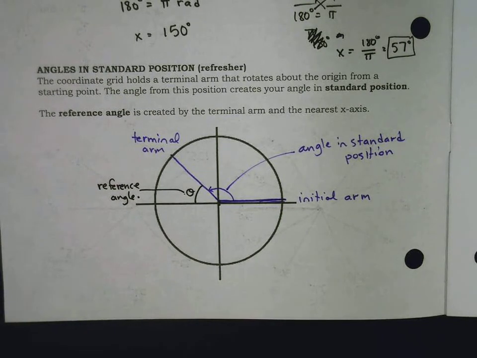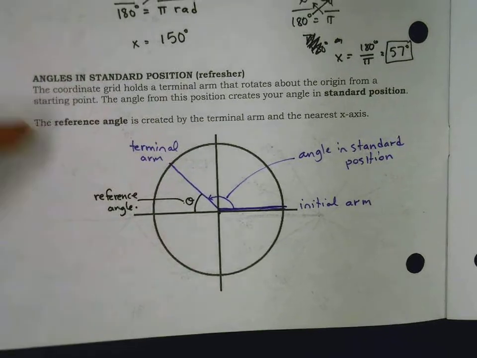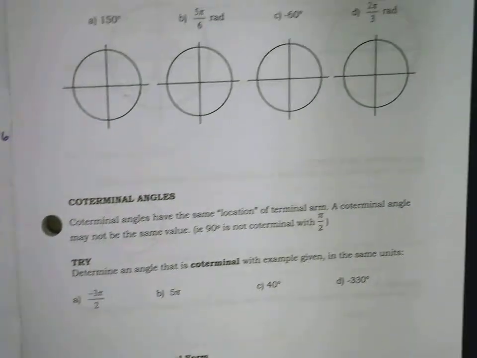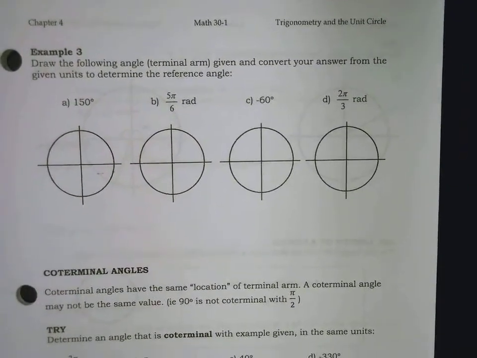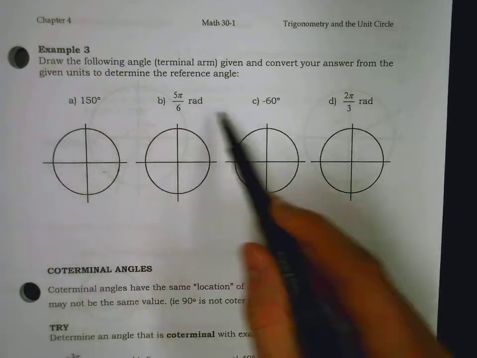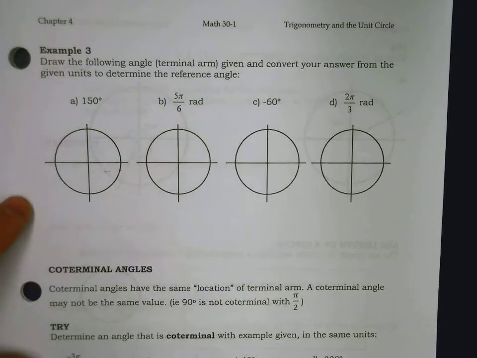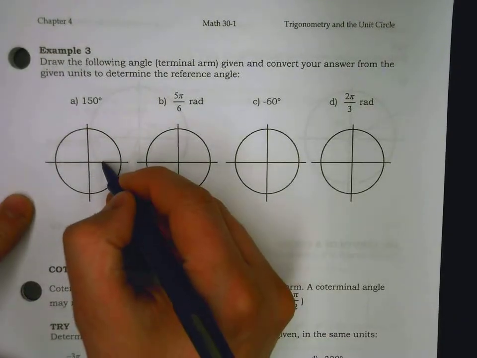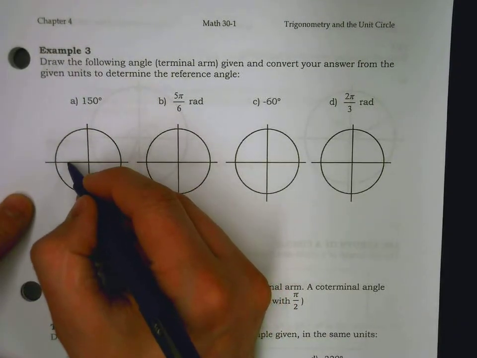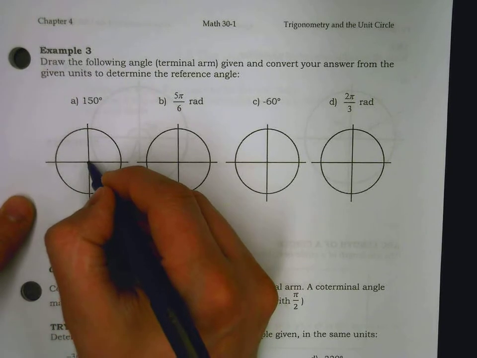It is important to know how this reference angle can look depending on the quadrant or quadrants that you end in. So let's look at a terminal arm being defined and where a reference angle might be. So if I said 150 degrees, we would travel past the 90, not quite past the 180, and say we're somewhere in here.